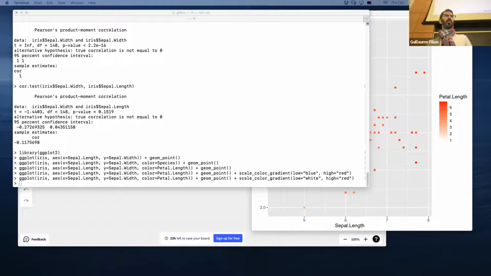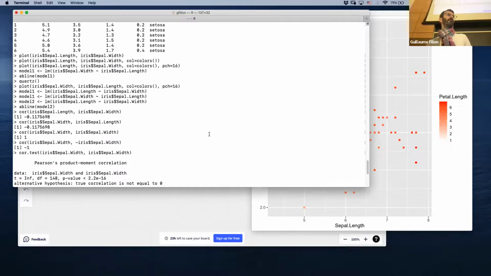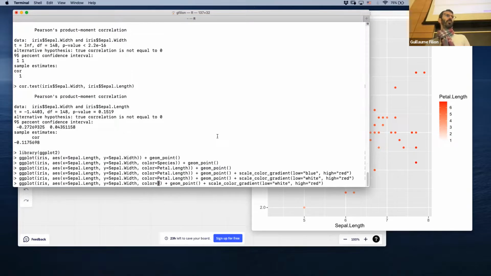So what happens now if you use that and you revert not to a continuous variable, but to a discrete variable here? I remember that it used to work. So when we did this plus geom_point, it kind of made sense of the call.